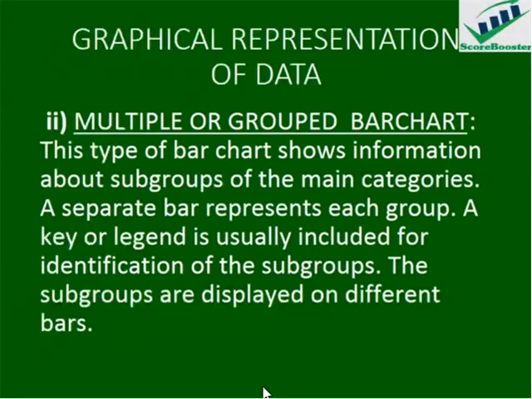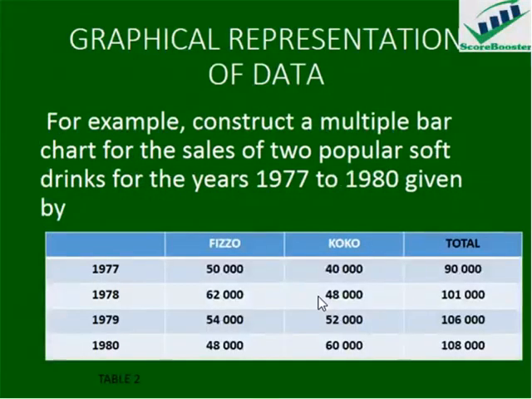So now we move to an example. If you are to use this table, which shows the sales of two popular soft drinks between the years 1977 and 1980. So these are the years: 1977, 1978, 1979 and 1980. So these are the popular soft drinks, Fizzo and Cocoa.